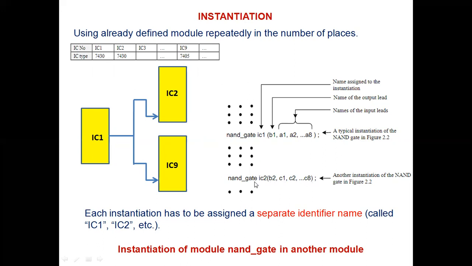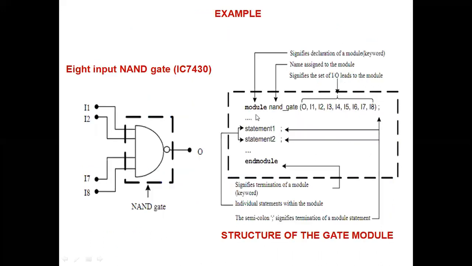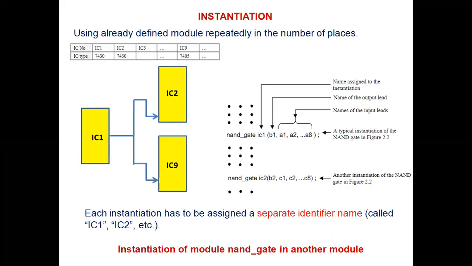How many times have you instantiated the NAND gate module in this example? Two times. You already have the NAND gate module, this 7430 8 input NAND gate, and you have instantiated it two times inside your program. That is nothing but instantiation: using an already defined module repeatedly, here two times in different places. Did you understand?